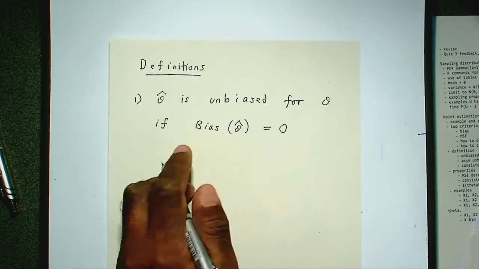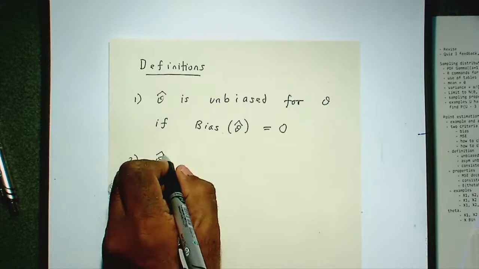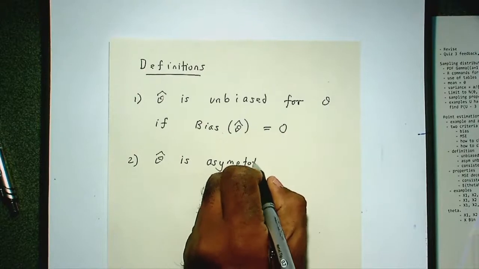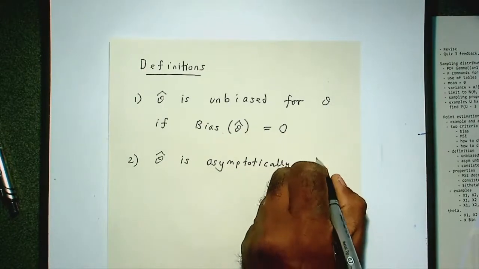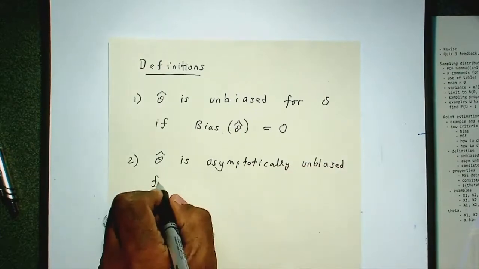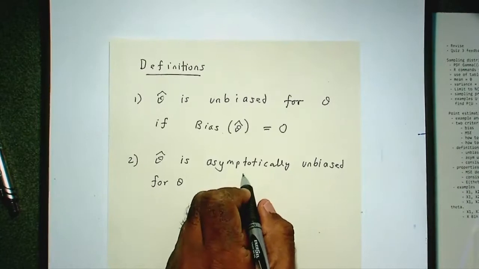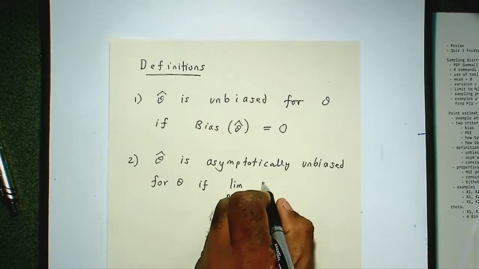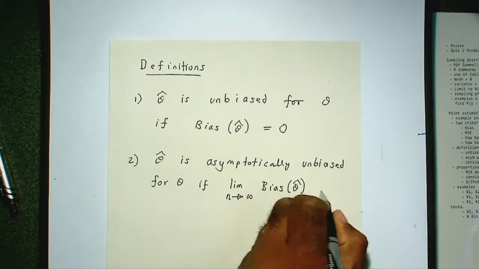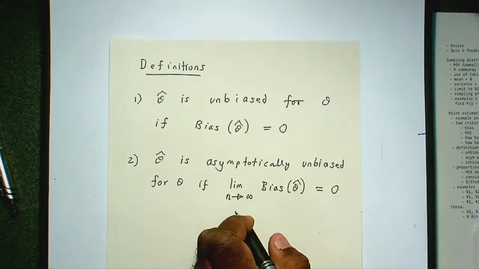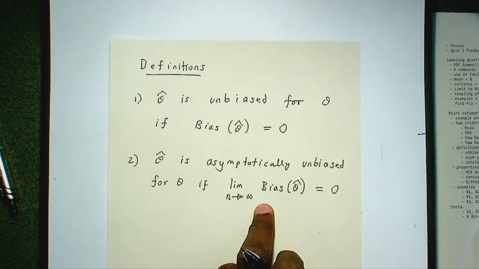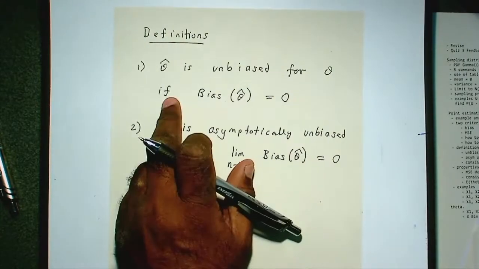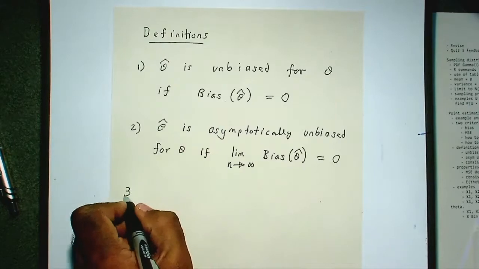Okay, and number two, theta hat is asymptotically unbiased for theta if the limit as n goes to infinity of the bias is 0. So if the limit of this, as n, the sample size of the random sample, approaches infinity, this is 0. So this is once again a good thing. But this is not as good as the number 1, which is unbiasedness. And number 3 is the following.